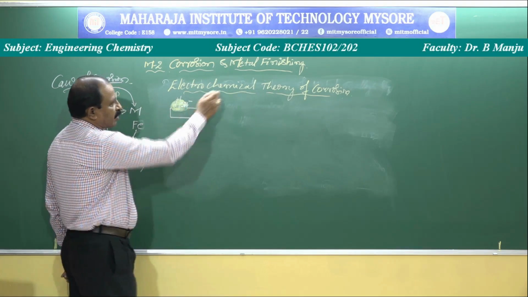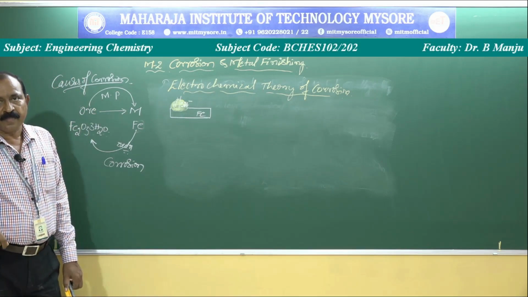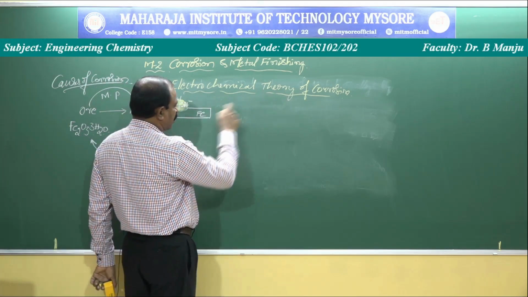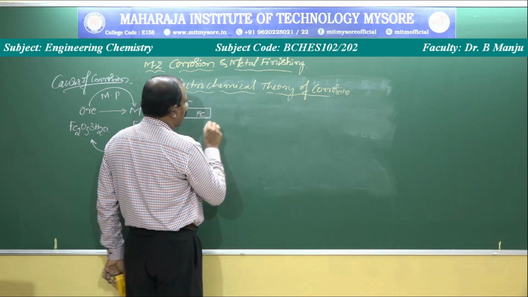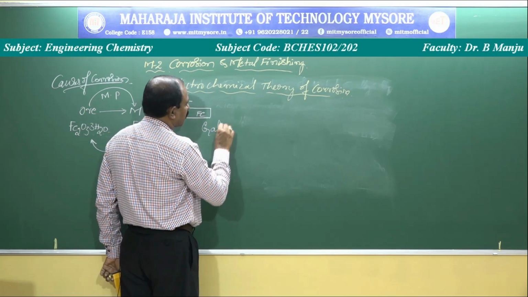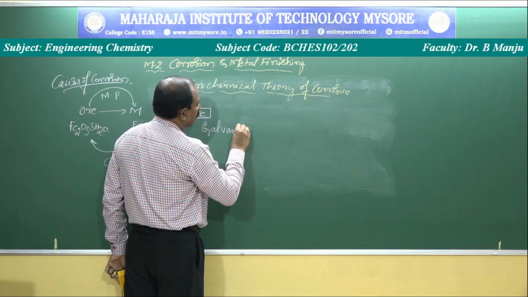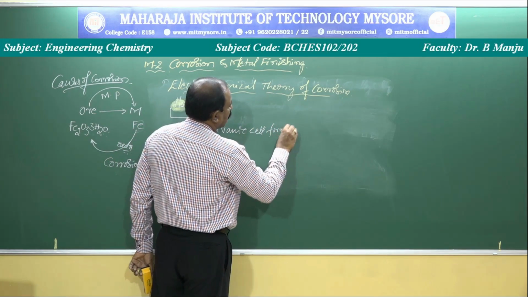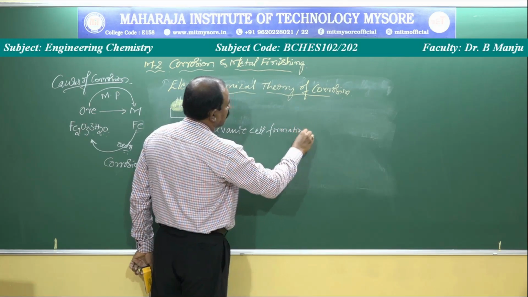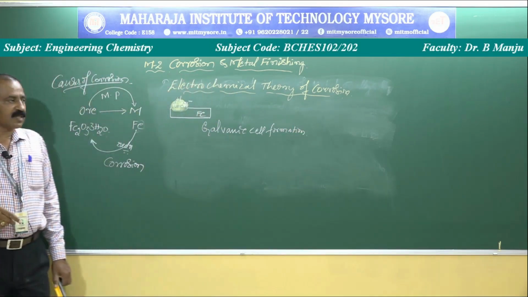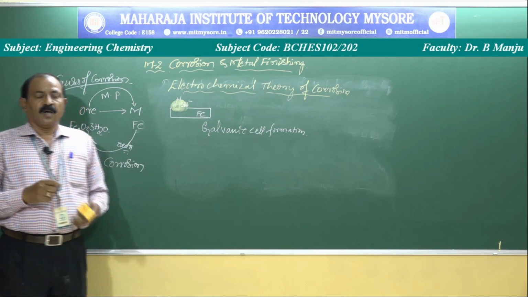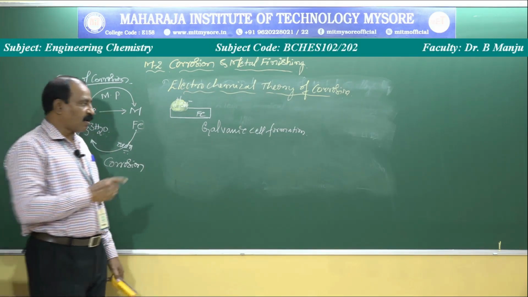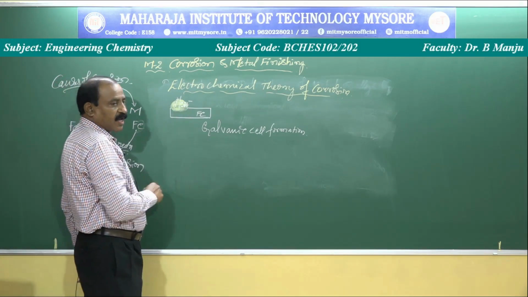Now this is the theory, the electrochemical theory. The mechanism of corrosion is explained by electrochemical theory on the basis of galvanic cell formation. What is meant by galvanic cells? The minute cells are created on the surface of the metal when electrons transfer from anode to cathode. Always, electrons are transferred from anode to cathode.